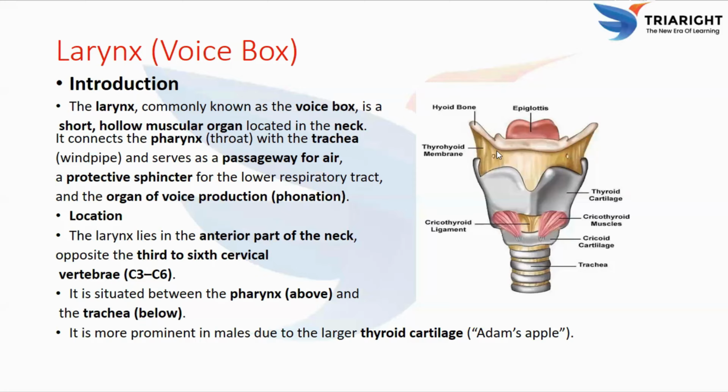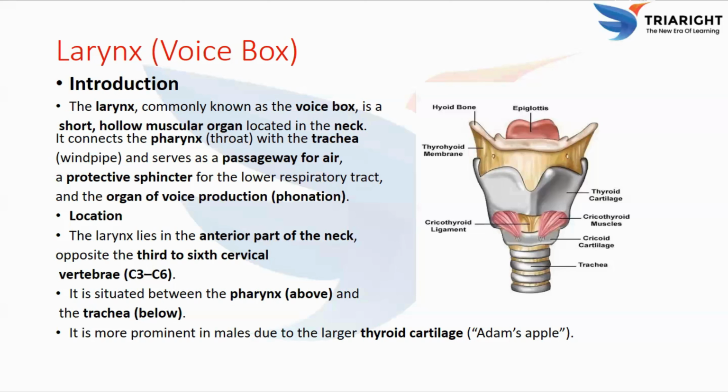So what is the location of the larynx? It is found in the anterior part of the neck, opposite the third to sixth cervical vertebrae. It lies between the pharynx above and the trachea below. It is more prominent in males because of the larger thyroid cartilage, which forms the Adam's apple. What is the Adam's apple? It is a visible bump on the front of the neck.